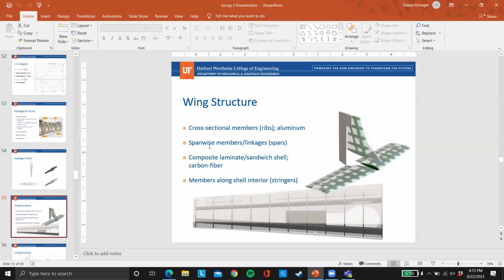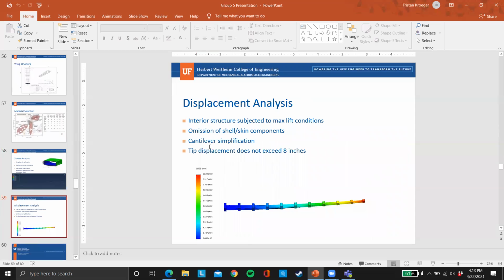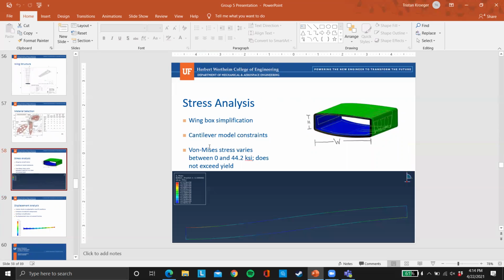And then for the stress analysis, this one right here. Yes, this one. I was a little curious. This Abaqus screenshot, it shows that this line.